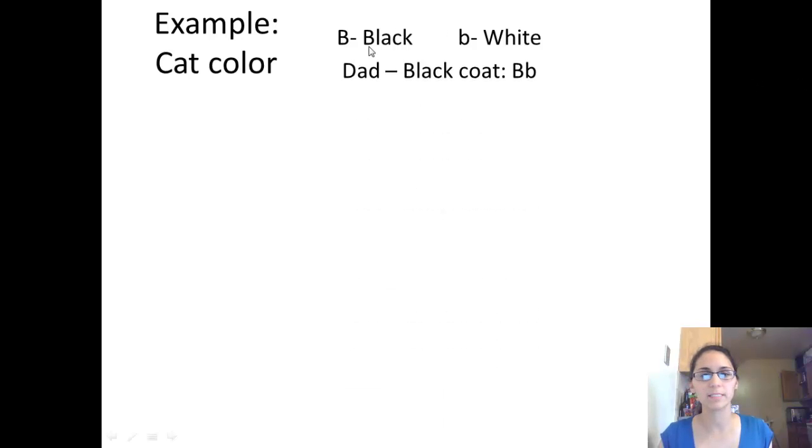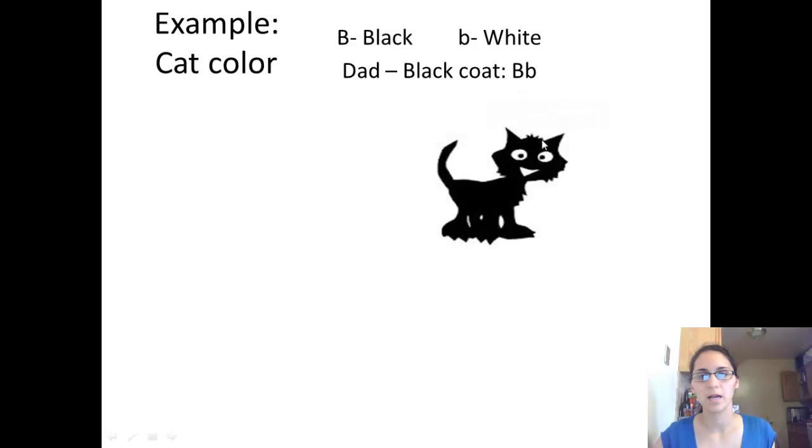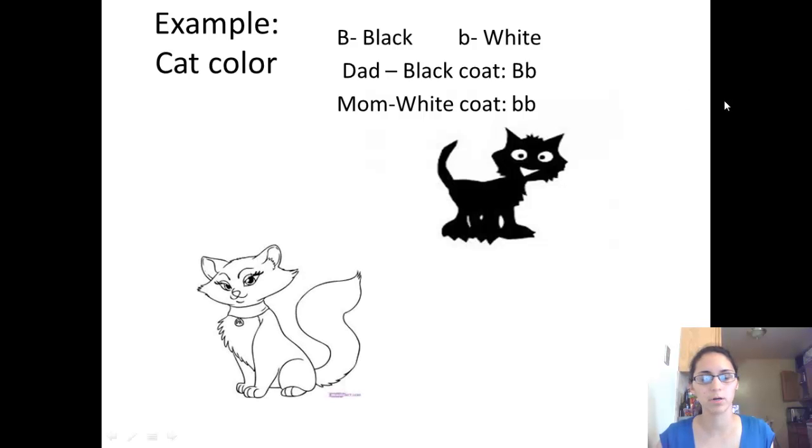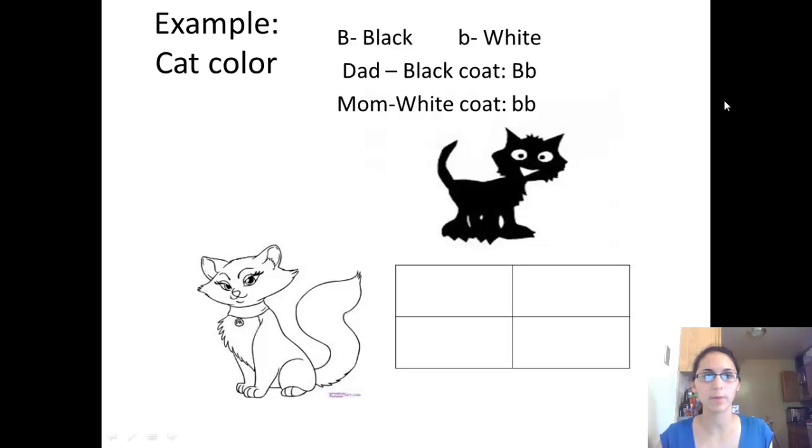Okay, so if the dad has a black coat and he is heterozygous for coat color, he will have a big B and a little b. So he'll have one dominant allele and one recessive allele. And he will have a black coat because he has a big B. So this is the dad. And the mom has a white coat. So because she has a white coat, she will have 2 little b's, or 2 recessive alleles, because she doesn't have any dominant alleles to make her coat black. So here's the mom.